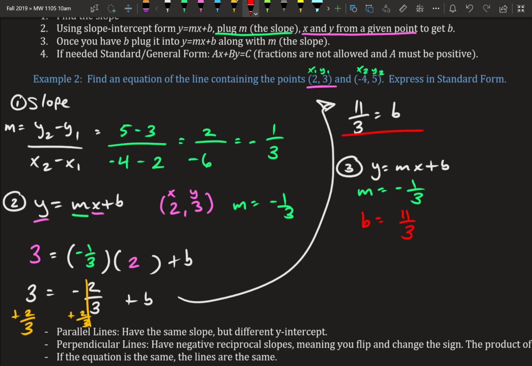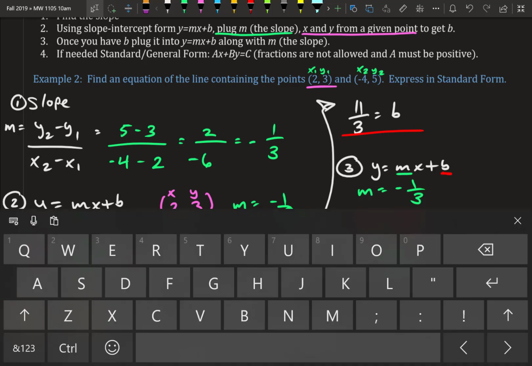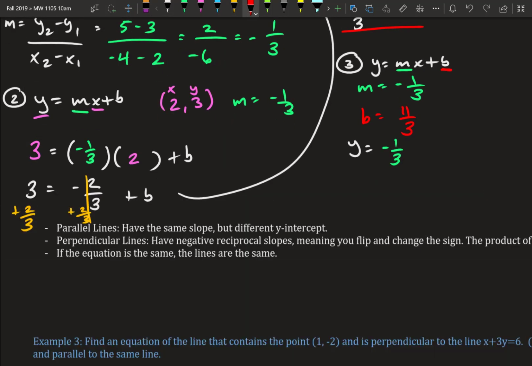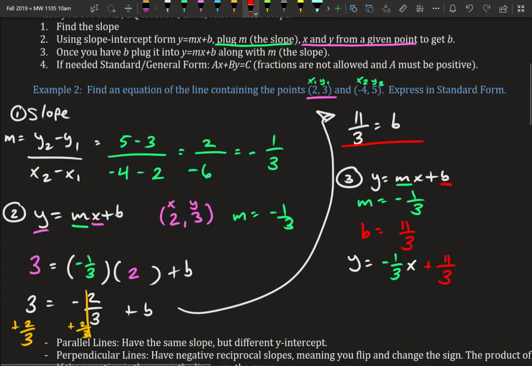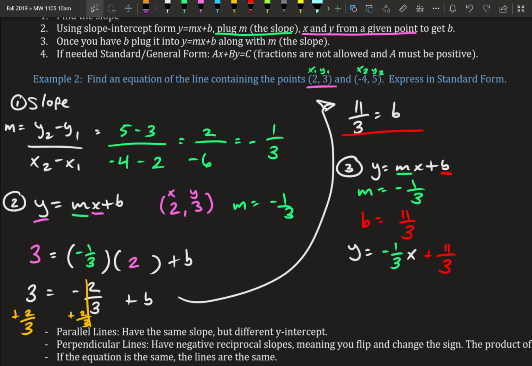So now we're going to plug them back into y equals mx plus b. So we have y equals -1/3 x plus b, so that's plus 11/3. Now we have y equals mx plus b. If we need to, step 4, if it asks, you need to put it in standard or general form. That's ax plus by equals c. That means no fractions are allowed and a must be positive.